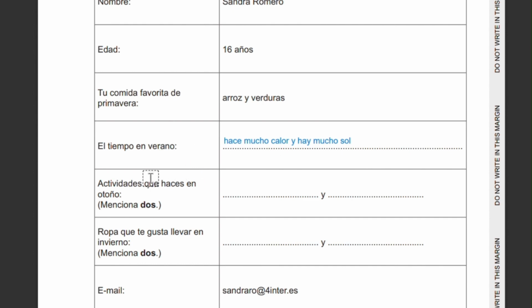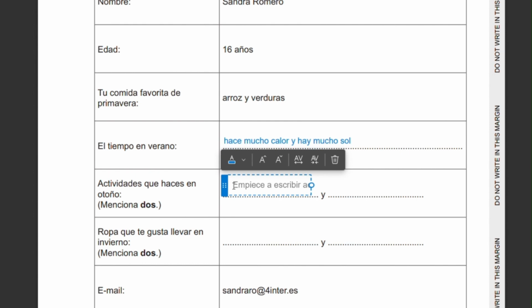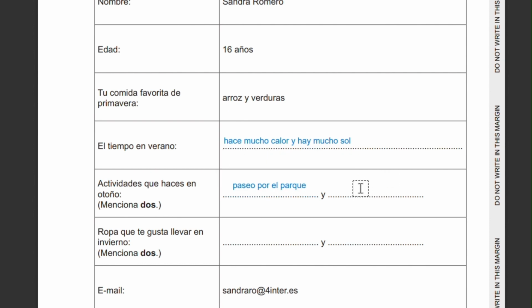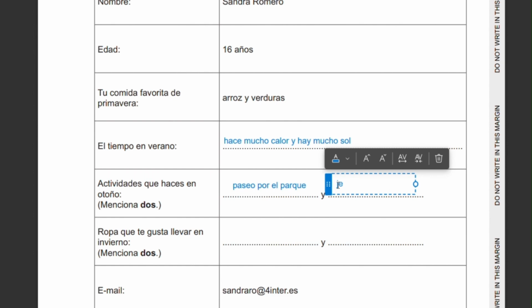Now, actividades que haces en otoño, these are the activities that you do, right? So let us just pick 2 random activities. Paseo por el parque, porque a mí me gusta pasear por el parque. So I'll say paseo por el parque, which means I'm taking a walk in the park, right? And then another answer, juego al fútbol.